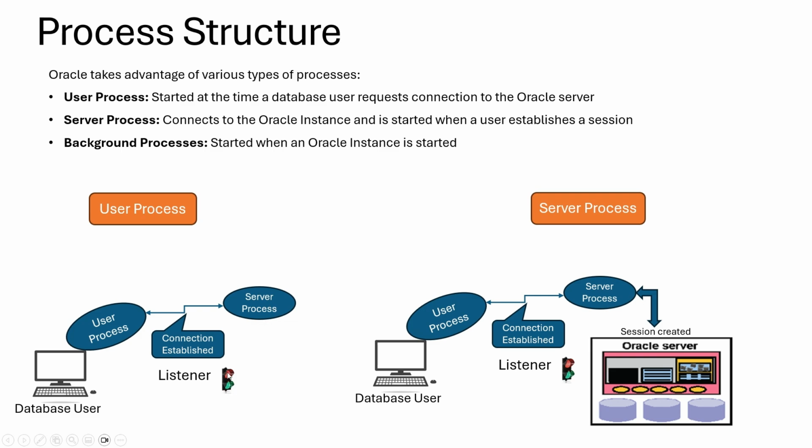So here the listener process decides whether this connection should go to the server process or not. If everything is legitimate, it will give you a green signal. It's like a traffic controller basically. The listener will act like a traffic controller for all the requests, and it will allow based on the information the listener has. This listener process runs on the Oracle database server. The user process first interacts with the listener and then connects to the server process.